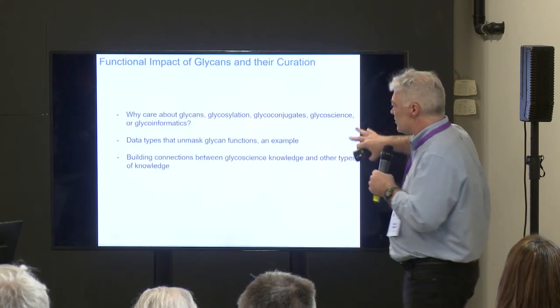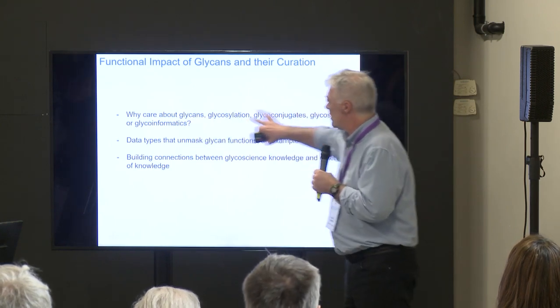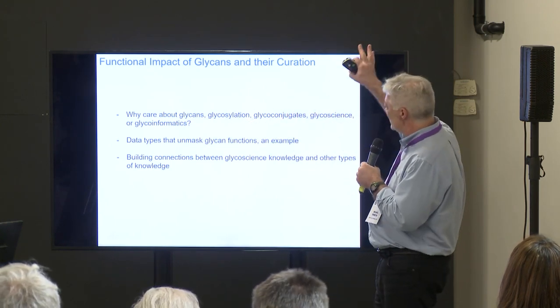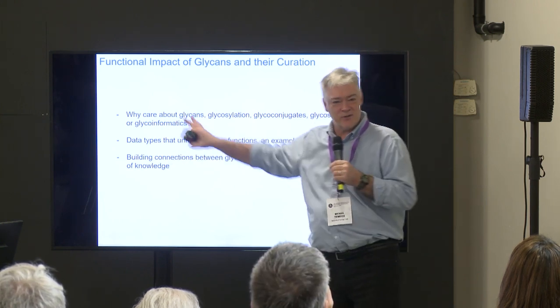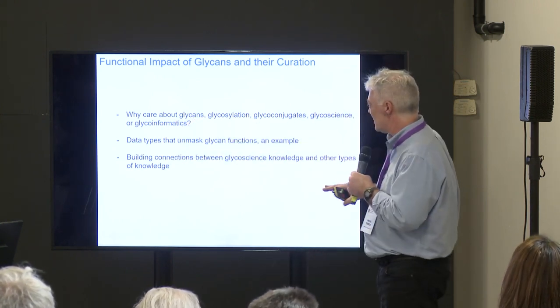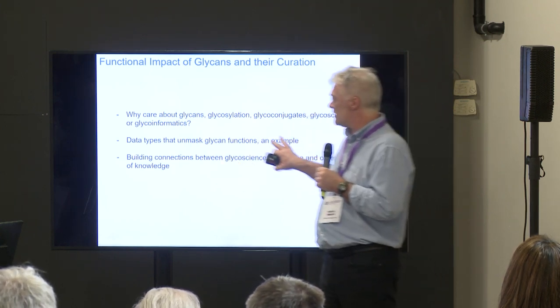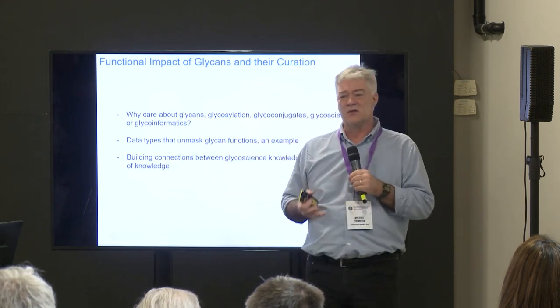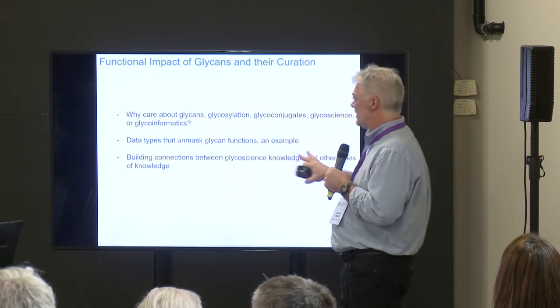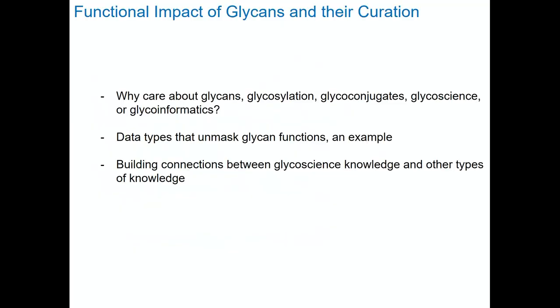So the big three things I want to get through today: first, to talk about why you should care about glycans, glycosylation, glycoconjugates, glycoscience, and glycoinformatics. Why listen to me? Why think about this? And then I'm going to give an example. There's many I could have pulled up, but I'm going to give an example of one particular type of data that I think is very rich in terms of being able to unmask glycan functions from an informatics standpoint especially. And then talk a little bit about how we can build connections between glycoscience knowledge and other types of knowledge, how we could do it, and what are some of the limitations at this point in where we are.